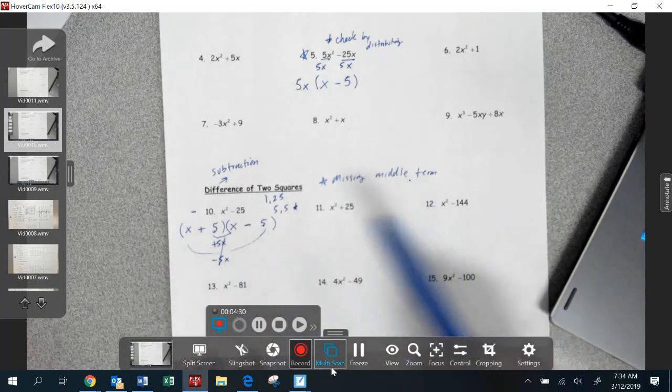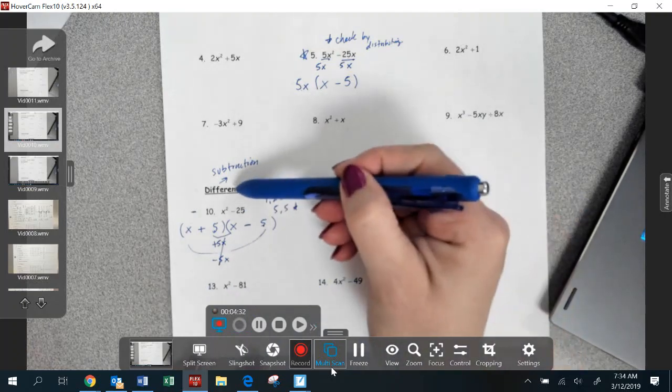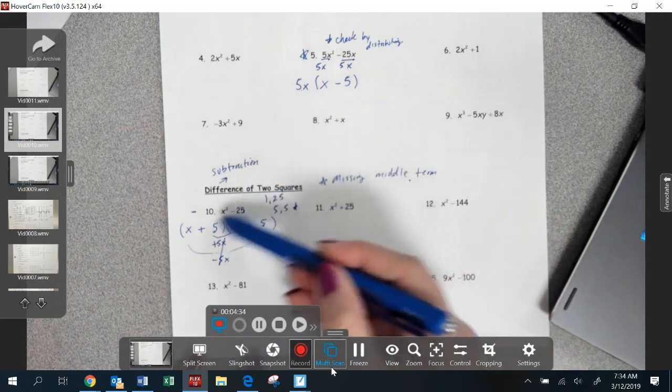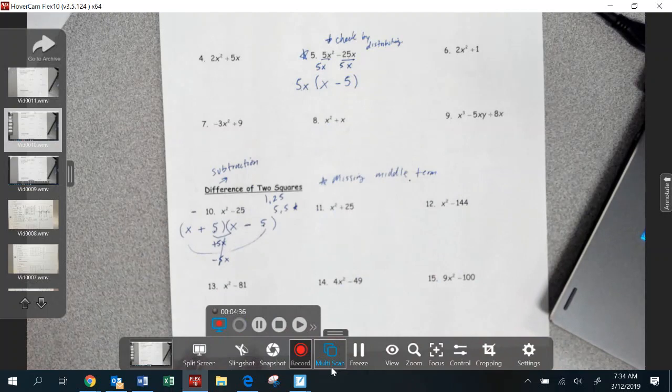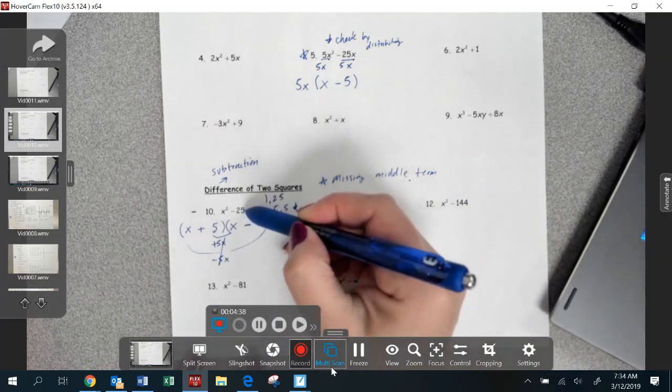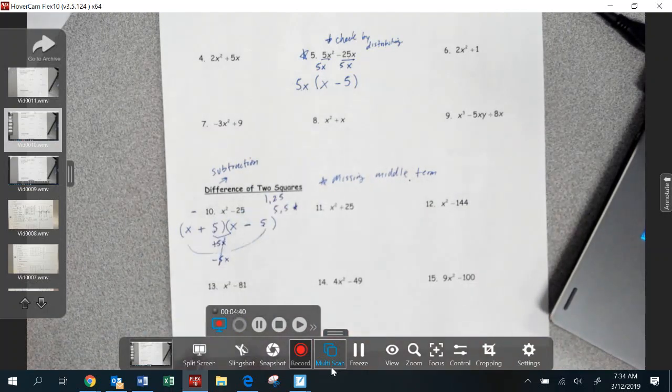So things to watch out for in this section: if you don't have a difference, that's going to impact whether or not you're able to factor it. And if you didn't have a perfect square here, or here for that matter, in one of your terms, that would impact whether you are able to factor it as well.